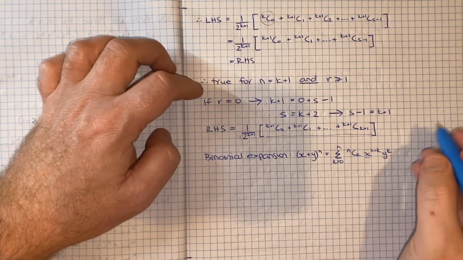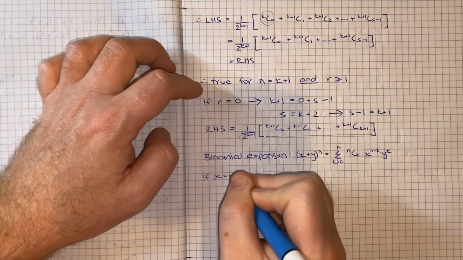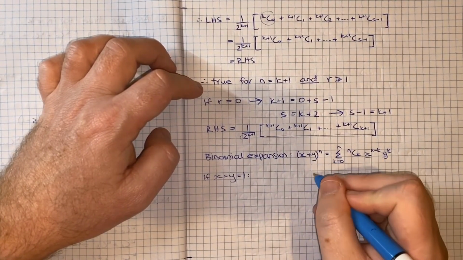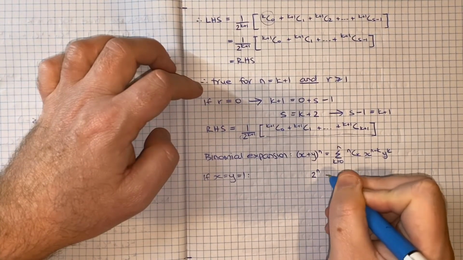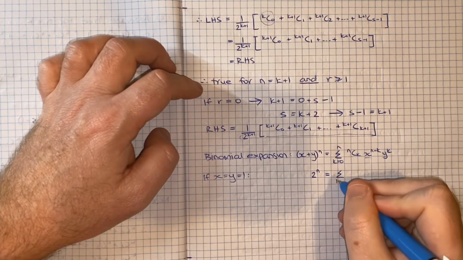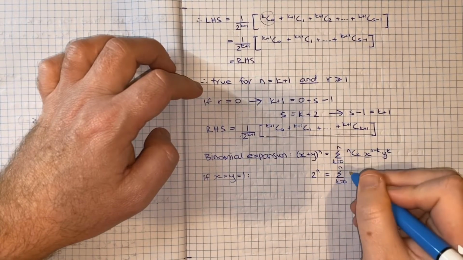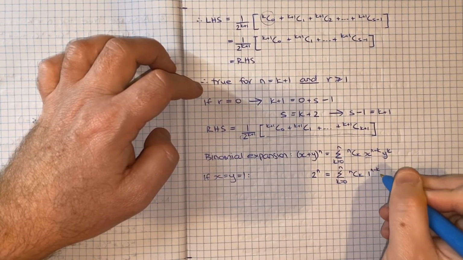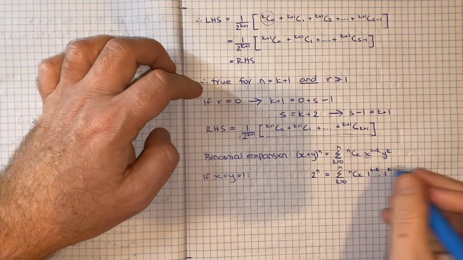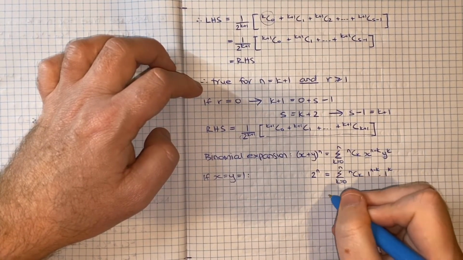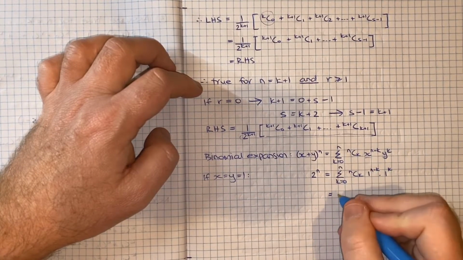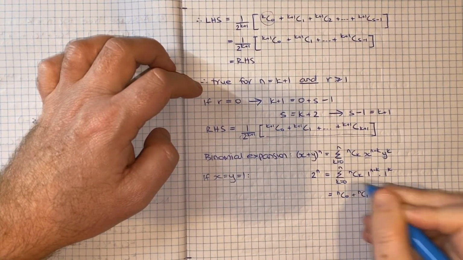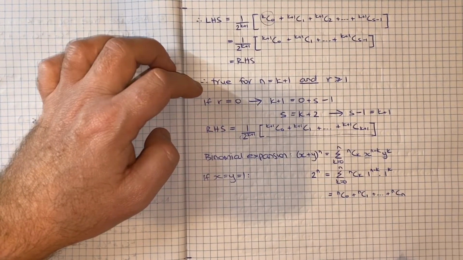So if x is equal to y is equal to 1, then what do we get? We get 1 plus 1 is 2 to the power of n is equal to the sum from k is equal to 0 to n of nCk 1 to the n minus k times 1 to the k. 1 to the anything is just going to be 1. So this simplifies to nC0 plus nC1 plus and so on, all the way up to nCn.